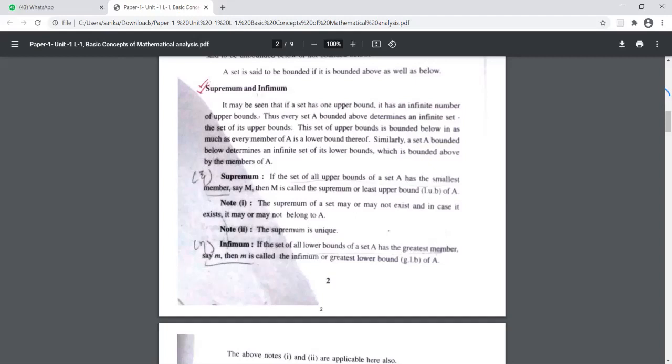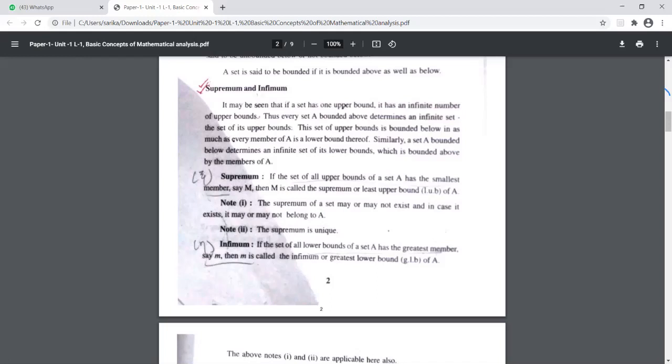Supremum is represented by this epsilon. If the set of all upper bounds of set A has a smallest member, say capital M, then M is called the supremum or least upper bound of A.